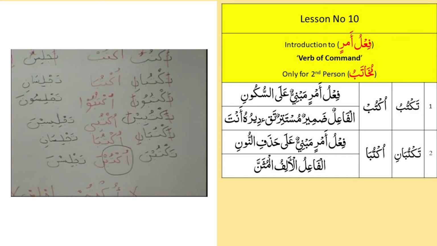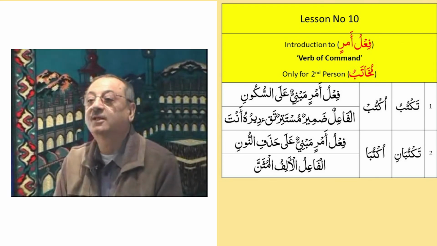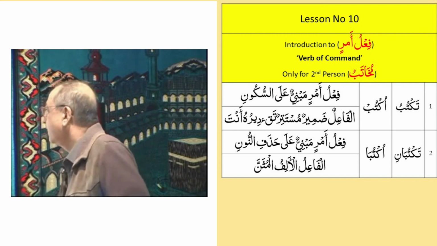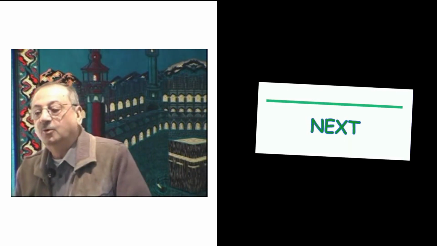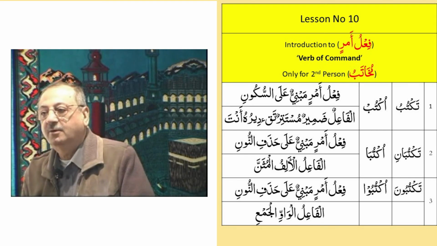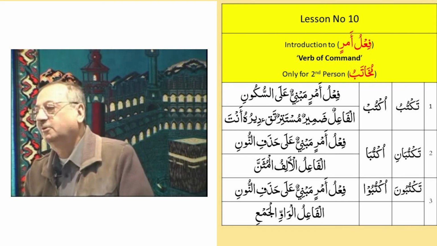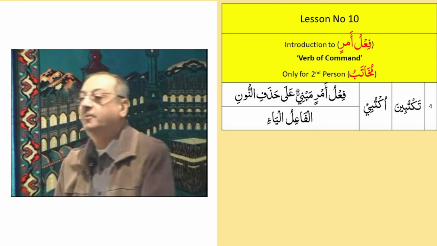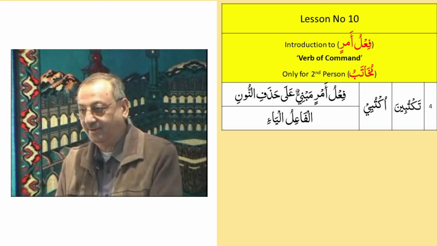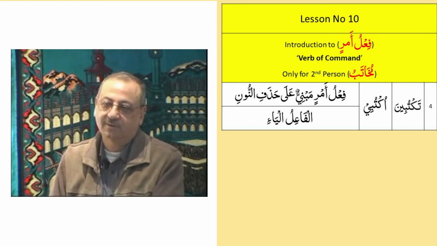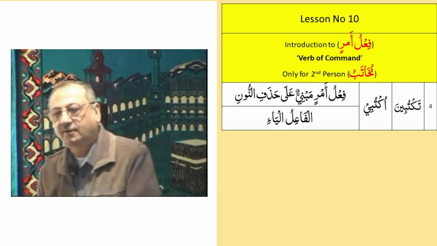How will you describe the next one? Uktuba fi'lu amrin mabniun ala hadfi nun, al-fa'ilu al-alifu. You will say aliful musanna, the alif of musanna. Now, how will you describe the next one? Uktubu fi'lu amrin mabniun ala hadfi nun, al-fa'ilu al-waw. You will say waw al-jama, waw of jama, or you will say waw. Fine. Next one. Uktubi fi'lu amrin mabniun ala hadfi nun, al-fa'ilu al-yaw. Okay? Are you with me?